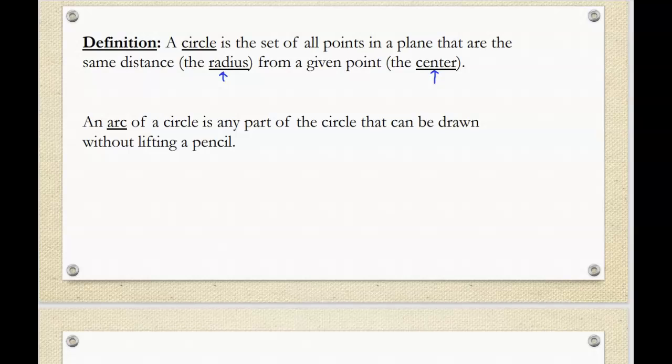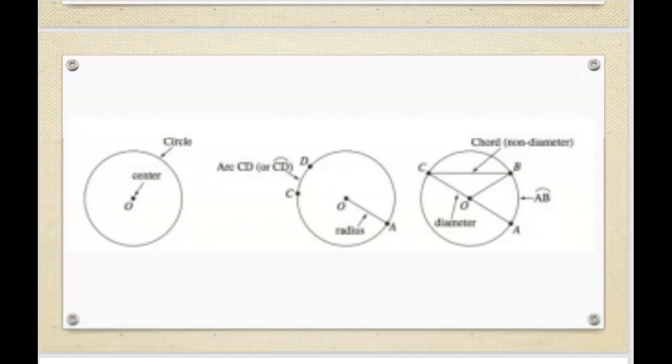An arc of a circle is any part of the circle that can be drawn without lifting a pencil. So like this would be considered an arc of the circle. So any part of it that is drawn without lifting your pencil.